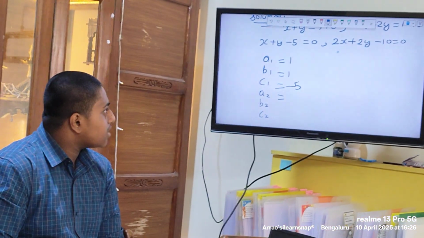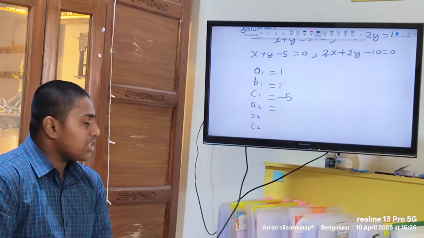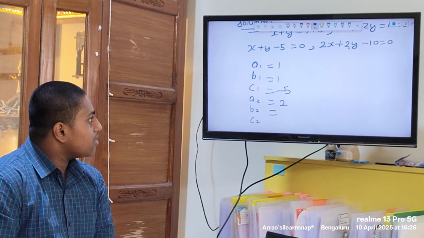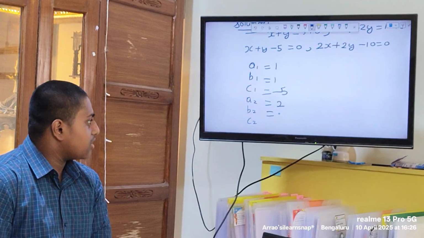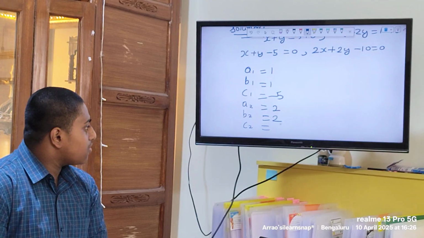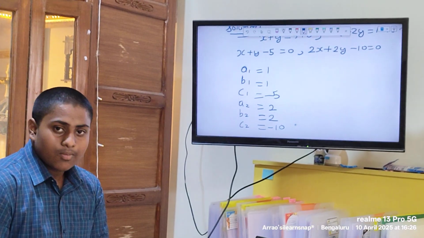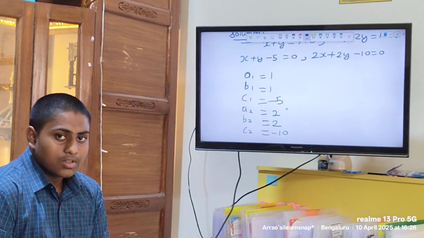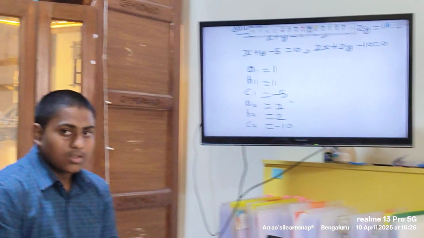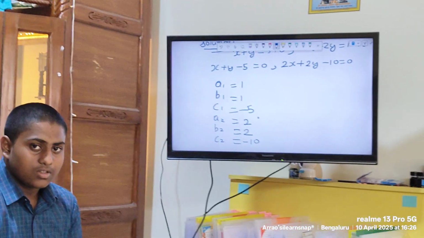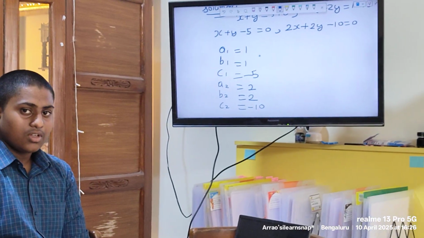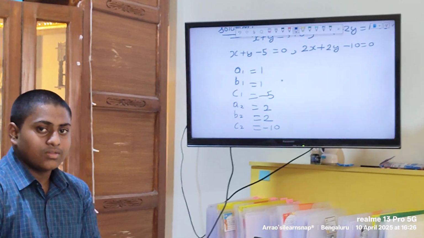Next, in the second equation, we have the coefficient of x as 2, so we take it as 2 itself. And B, the coefficient of y, is also 2. And here -10, so we take it as -10. So C's are constants basically. Yes. A is the coefficient of x and B is the coefficient of y. And 1 signifies the first equation, 2 signifies the second equation. So A1, B1, C1 are for the first equation. Yes, A2, B2, C2 are for the second equation. Okay.